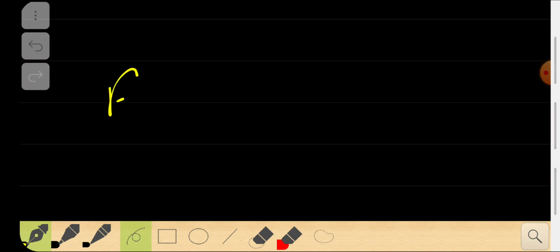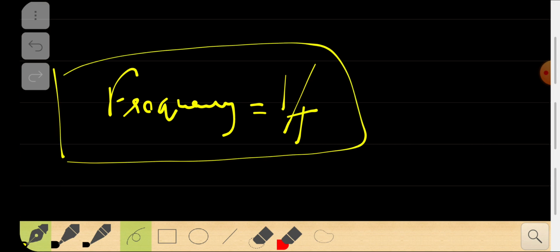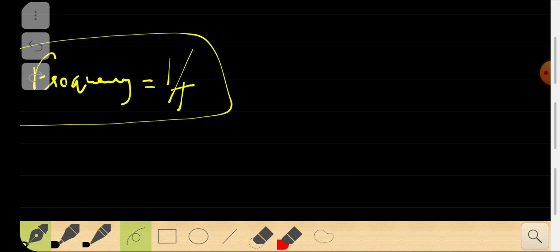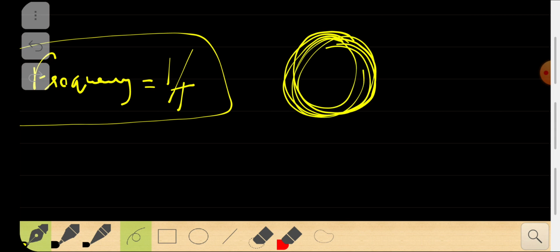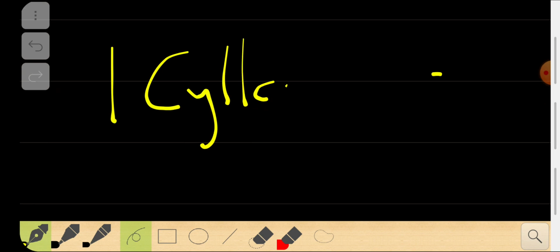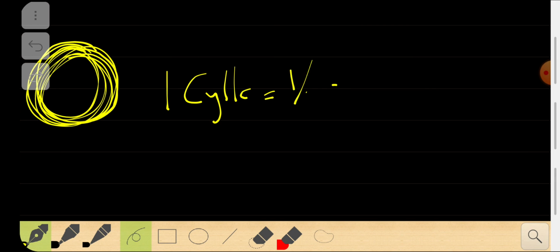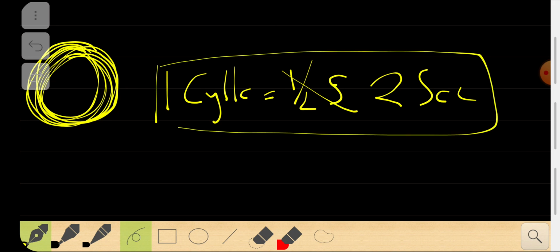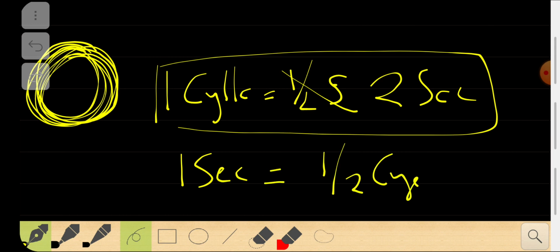Now there is something called the frequency, right? Frequency is equal to 1 by t. Why is it 1 by t? Frequency is the number of times that you go around in 1 second. So if it's one cycle in 2 seconds, then what will be the frequency? In 1 second it will be half a cycle, because it was one cycle in 2 seconds.